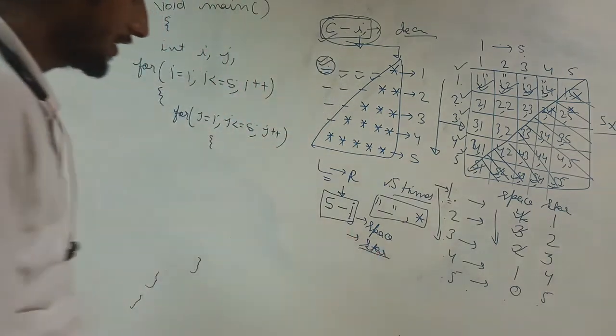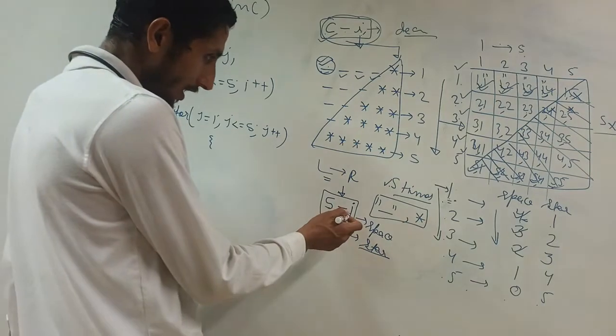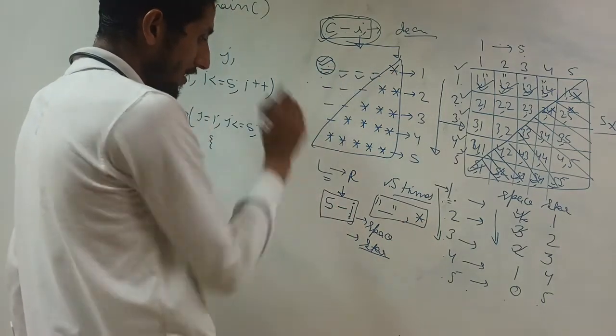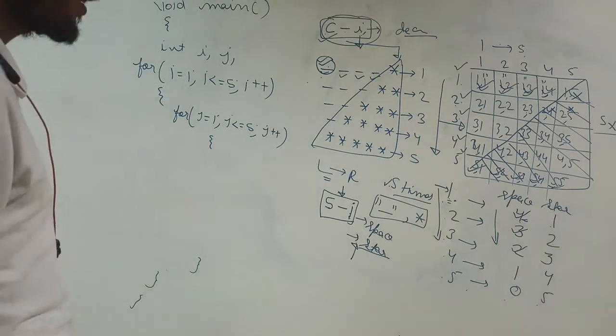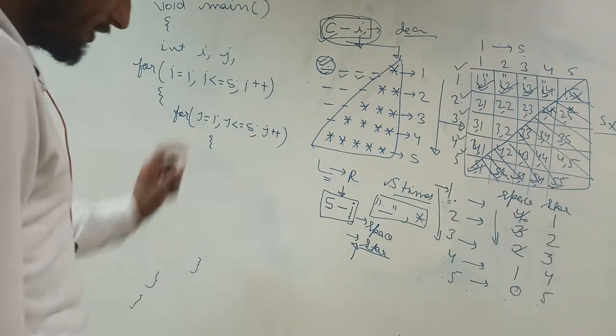Are you following this one? 5 minus I times I required space, and the remaining times I required star. Are you following this one? So let me apply the logic here.